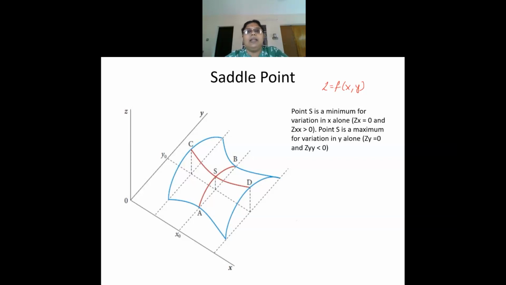Now, in the case of a multivariable function, in addition to these two conditions, there is a third condition that also must be satisfied. That is, the product of the second order direct partial derivatives must exceed the product of the second order cross partial derivatives. Only if these three conditions are satisfied can we say that the multivariable function is at its relative maximum or at its relative minimum. Now we are going to examine what happens when the third condition is violated. If you are not able to satisfy the third condition, what happens?